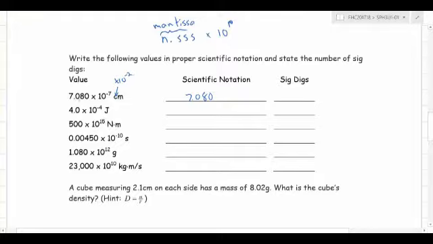So really, you've got 7.080 times 10 to the power of minus 7 times 10 to the power of minus 2 meters. So if we combine these, 10 to the power of minus 7 times 10 to the power of minus 2, we take the same base and we add these exponents, right? These two exponents get added together. And so that's times 10 to the power of minus 9 meters.